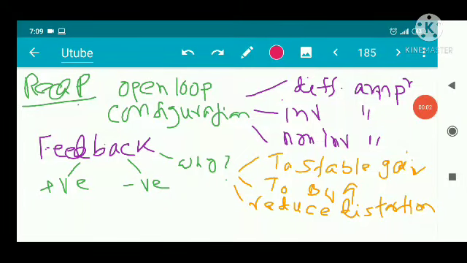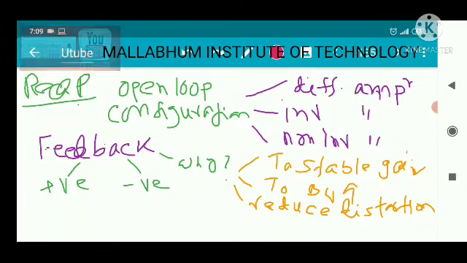Okay, so first we will discuss whatever we studied in the previous day, then we will go on to discuss today's topic. Now, I am just recapping all of the previous day's discussion. Previously we discussed the open loop configuration of the op-amp.